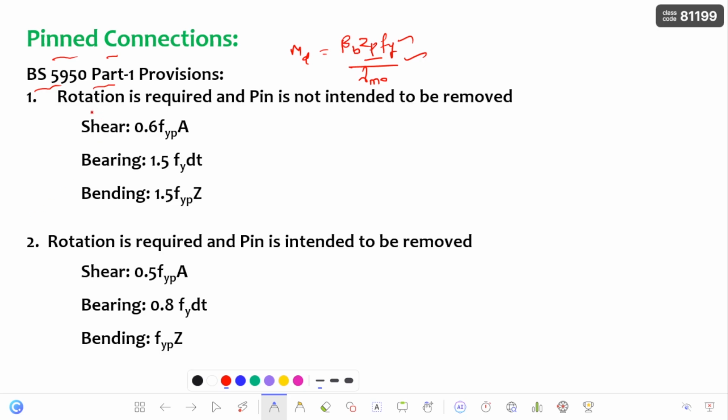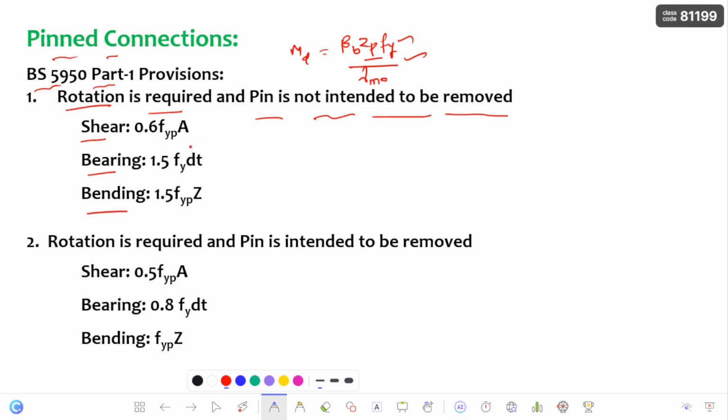Here you can see the provisions which are given. First, rotation is required and the pin is not intended to be removed. You want to rotate that structural member through the pin, and that pin is permanent and you do not need to remove it. It is permanently installed. In that case, these are the formulas for shear capacity, bearing capacity and bending capacity.